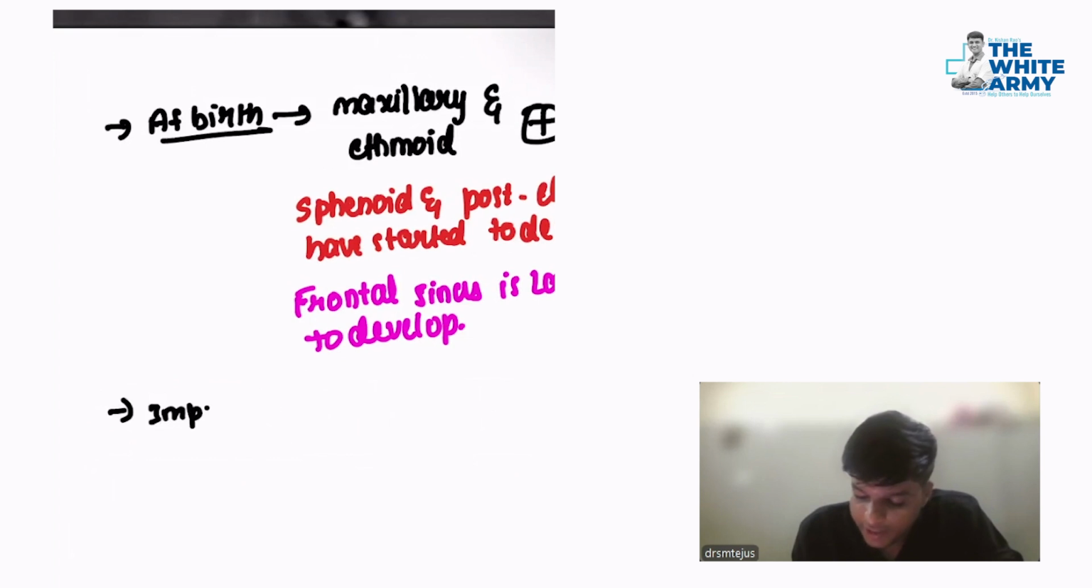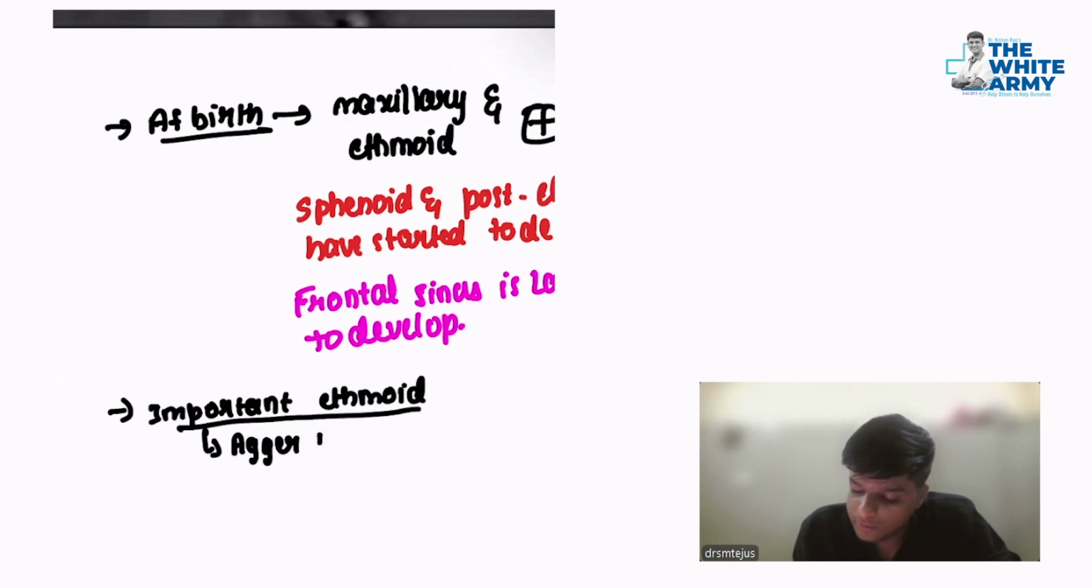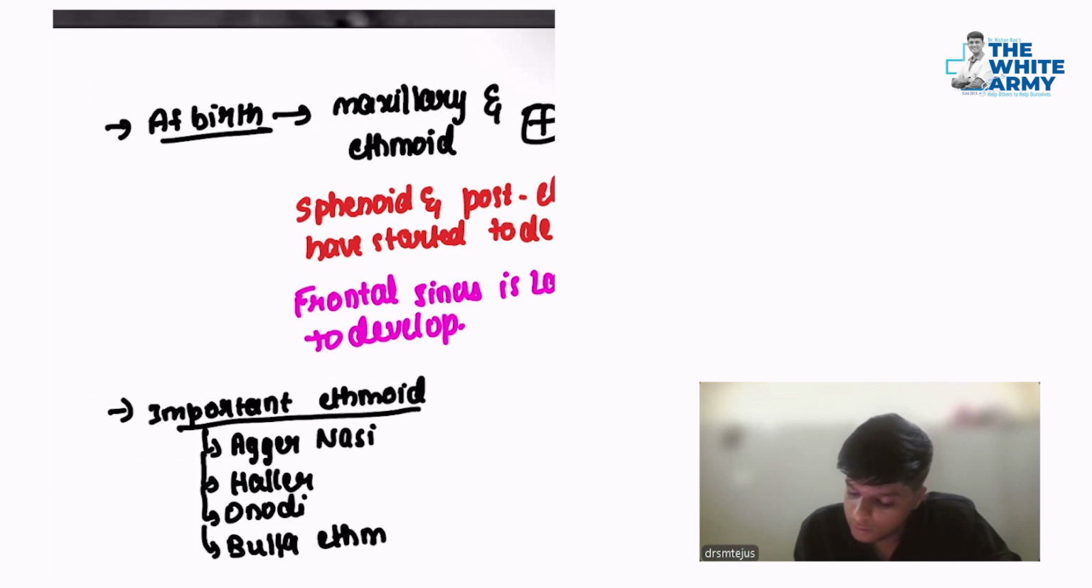Important ethmoidal cells we need to know are Agger nasi cell, Haller cell, Onodi cell, and Bulla ethmoidalis. These are the four groups of ethmoidal air cells we need to know for the exam.